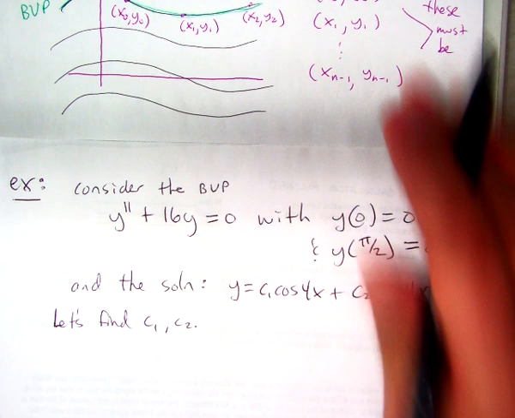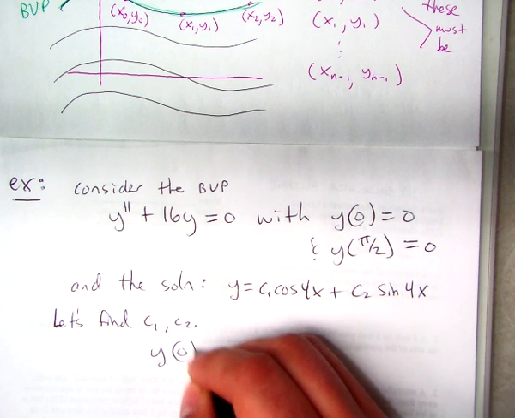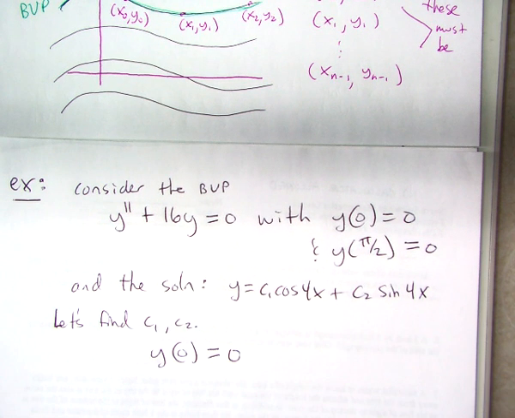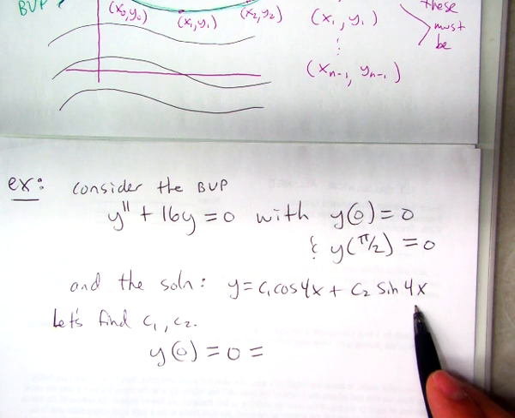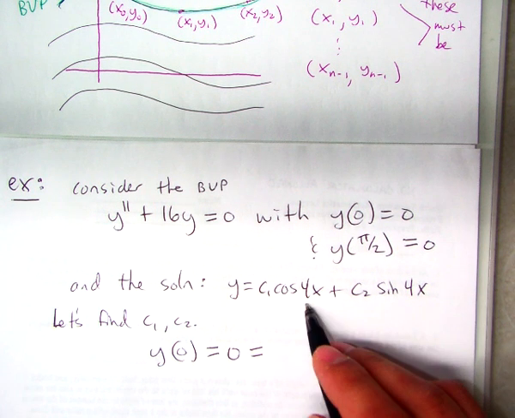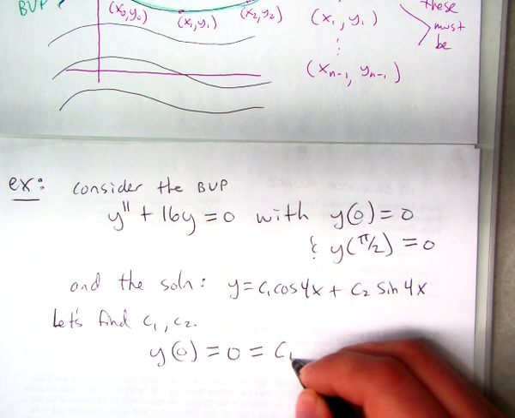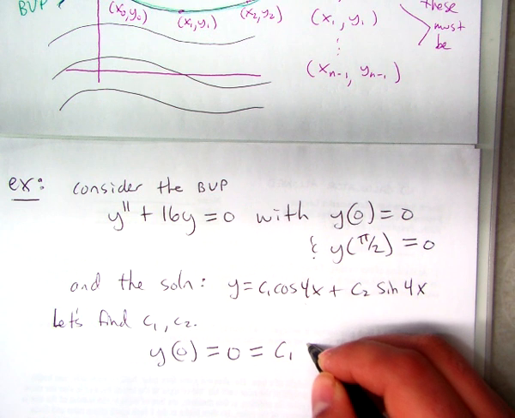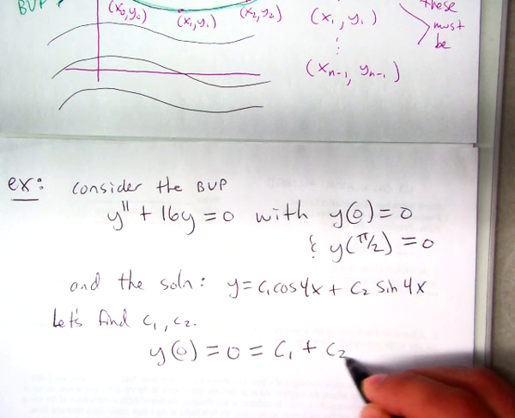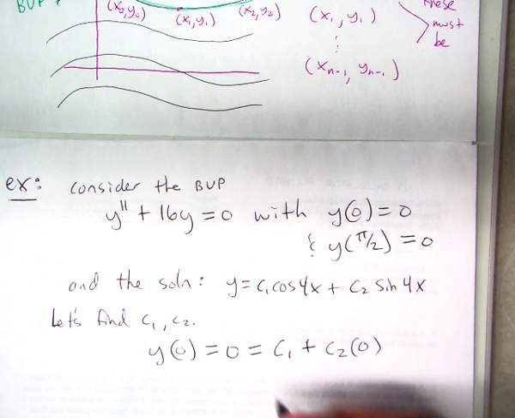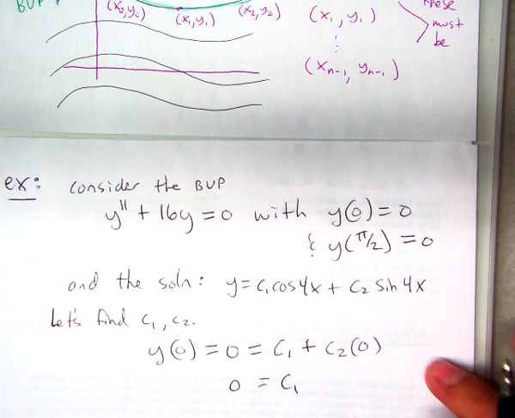Well, plug in the points. The condition was that the solution should be 0 when you plug in 0 for x, right? So plug in 0 into cosine of 4x. The cosine of 0 is just 1. So we get C1 plus, and then we have C2, sine of 0 is 0. So here we get that C1 has to be 0. Okay?